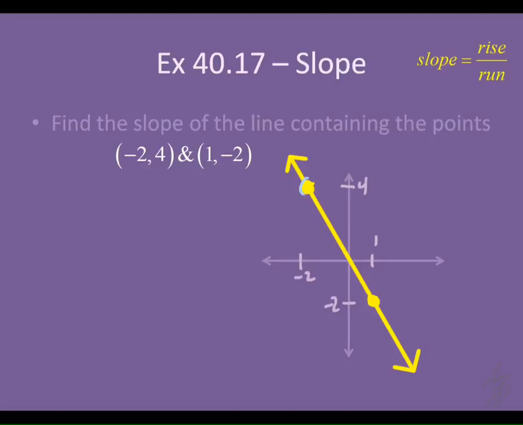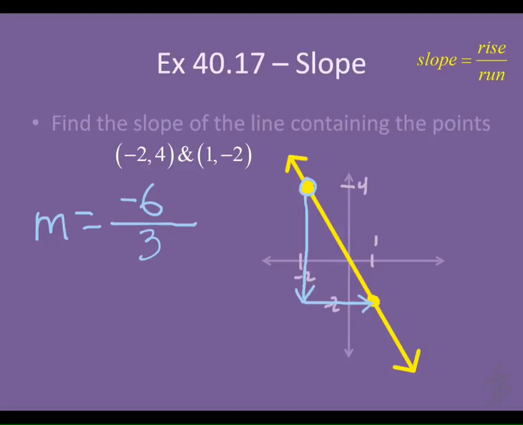So we're going to start here at -2, 4. And which way are we going to go? So our first one, rise is up or down. So we'll go down from 4 down to -2. How far down is that? So we're going down 6. Is that a positive 6 or a -6? It's going to be negative since we're going down. And then we're going to go from -2 to +1 on the x-axis. That's going to be a run of 3.